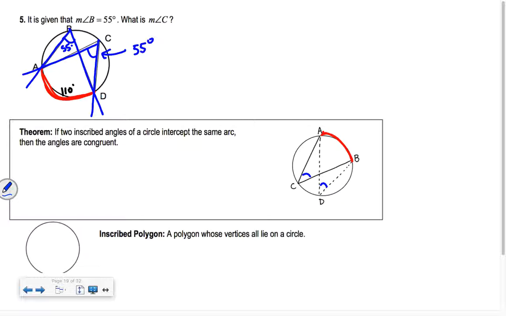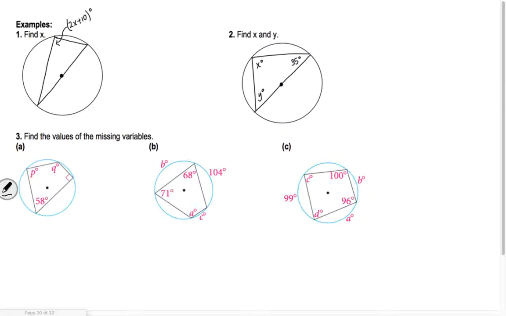Okay. And an inscribed polygon is a polygon whose vertices all lie on the circle. So maybe I have like an inscribed quadrilateral. That would be like an inscribed polygon. So in these pictures, when we have an inscribed quadrilateral, these two angles end up being supplementary. Okay, and there's a theorem that proves that. So those two will be supplementary. And these two will be supplementary as well. Okay, so that might help you on your homework, so kind of look at that.